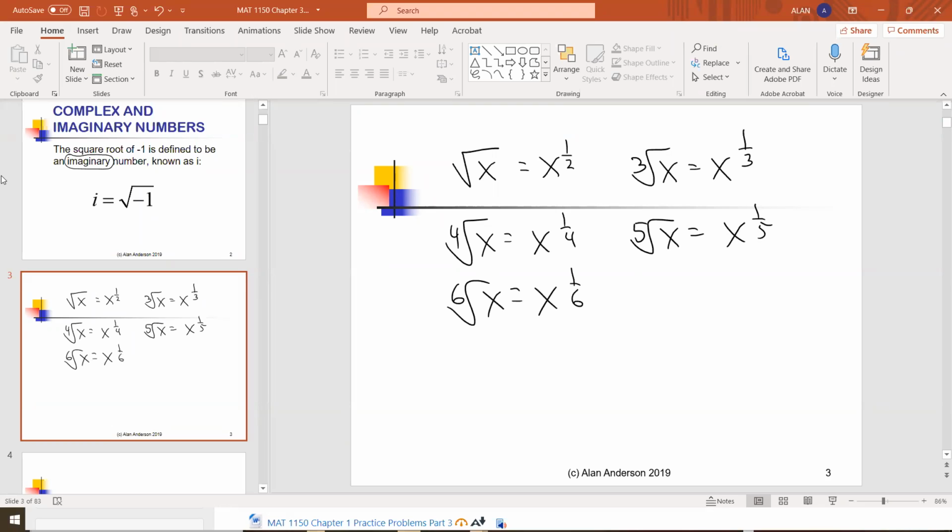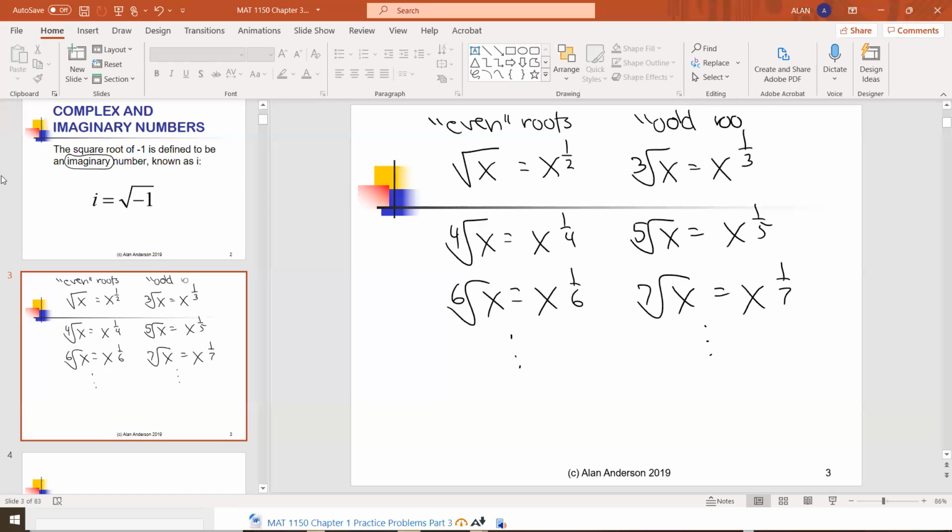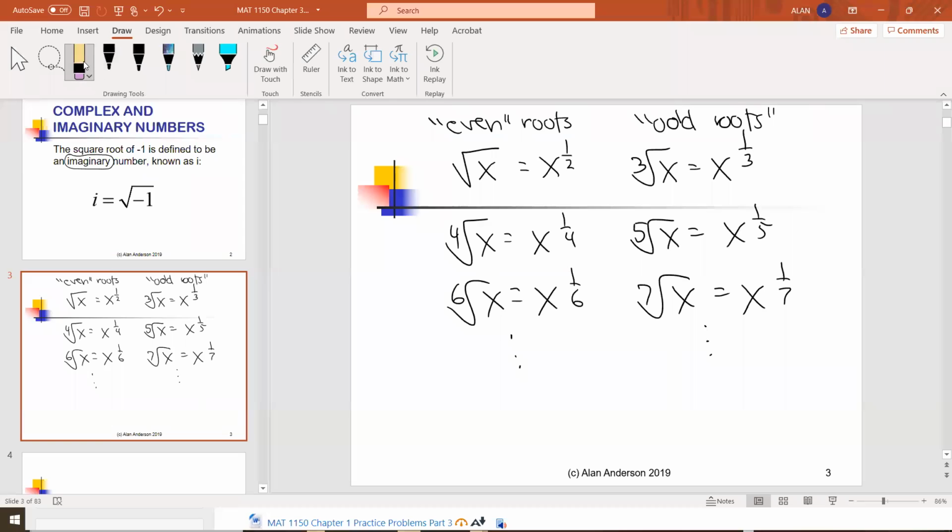Okay. We don't need any more. So first things first, I'll put dots to indicate this goes on forever. These are often known as the even roots. These are known as the odd roots. Why? Because you can see in the exponent, you have an odd number as opposed to an even number.